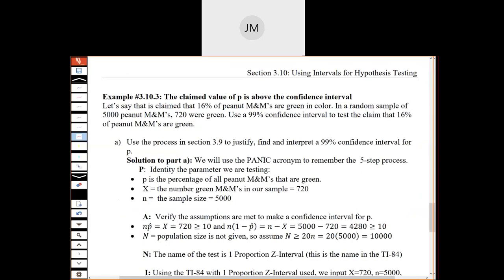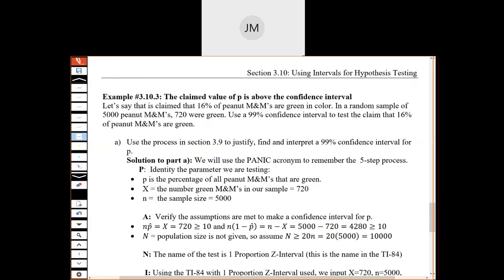Let's go through another example. This time we're going to go through the entire process. So instead of being given a confidence interval, we're going to go through the process from the beginning, and included in that is constructing the confidence interval. Let's say that it is claimed that 16% of peanut M&Ms are green in color. In a random sample of 5,000 peanut M&Ms, we find 720 that were green. And we want to use a 99% confidence interval to test the claim that 16% of peanut M&Ms are green.